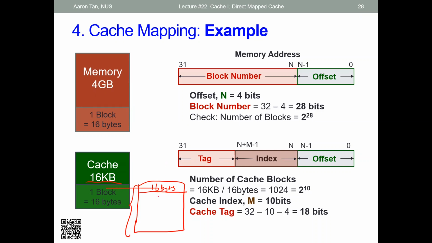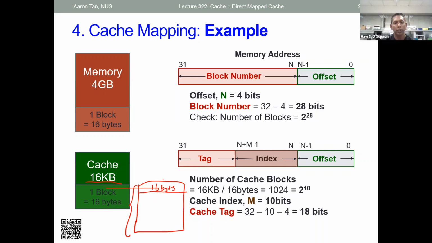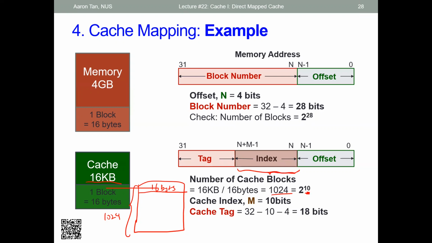All right, and 16 bytes, so 16 kilobyte divided by 16 is 1024. That means I have a total of 1024 lines in my cache. That means this 10 bits is used to tell me which line I'm referring to. Oh, okay. That makes more sense now.